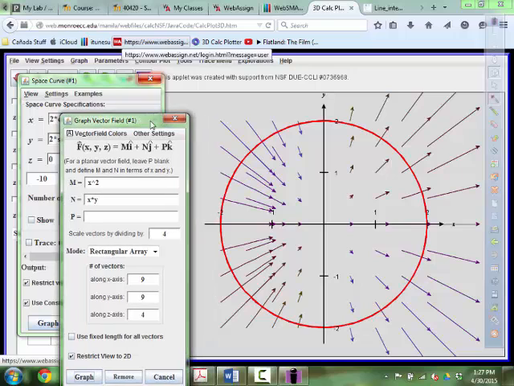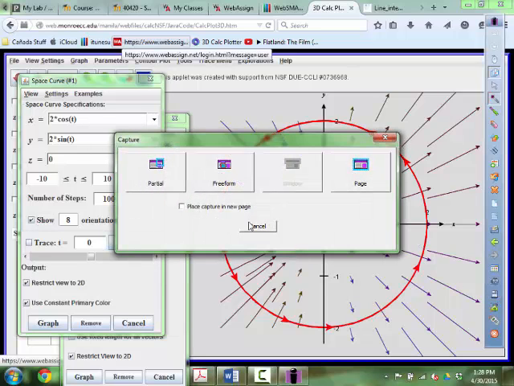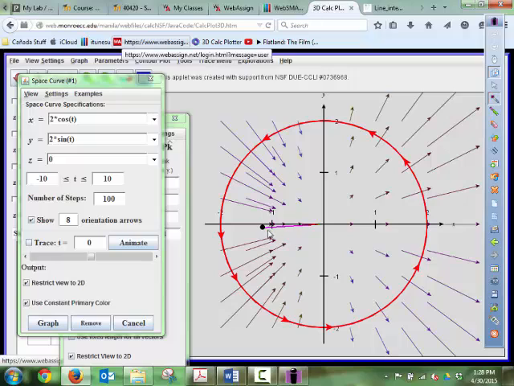And you can see that if you draw tangent vectors going around that circle, these vector field arrows are going to be perpendicular to that everywhere. That's just how it happens. That's how it graphs it.